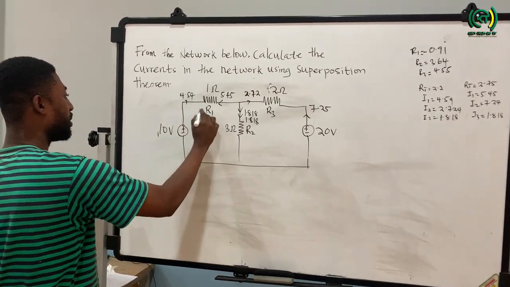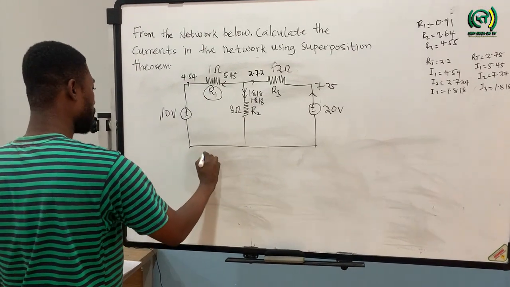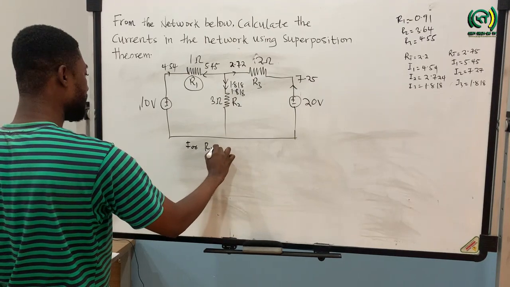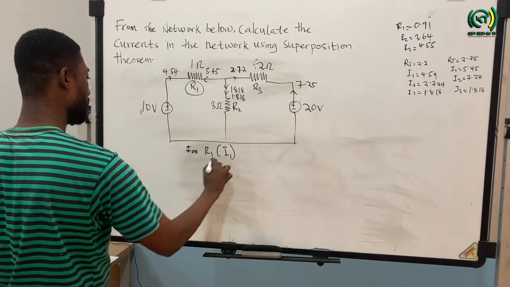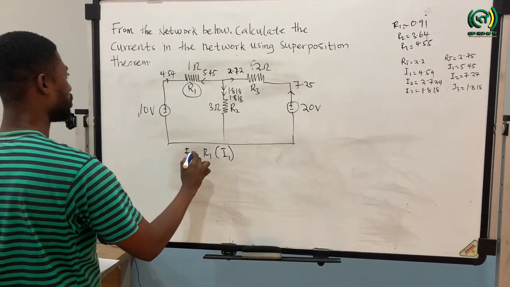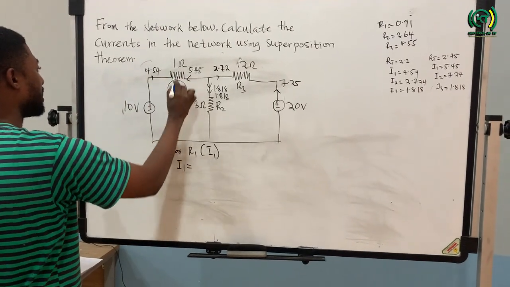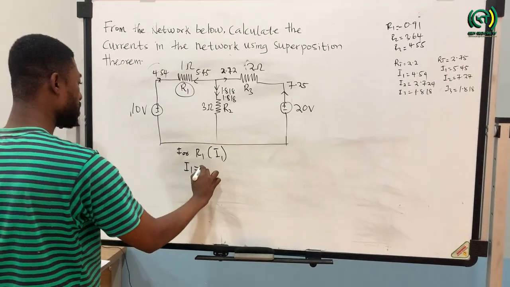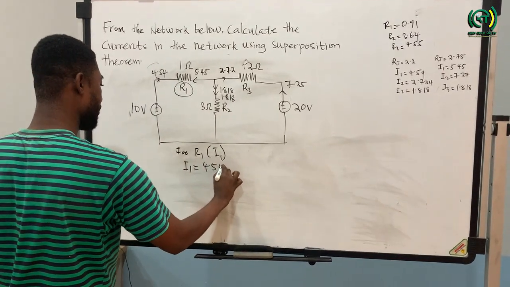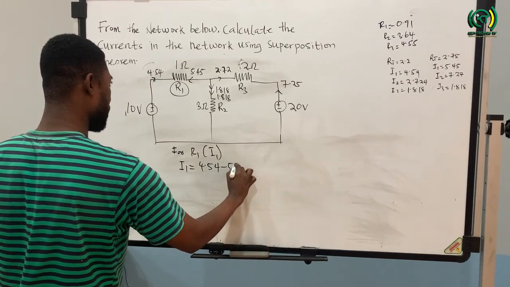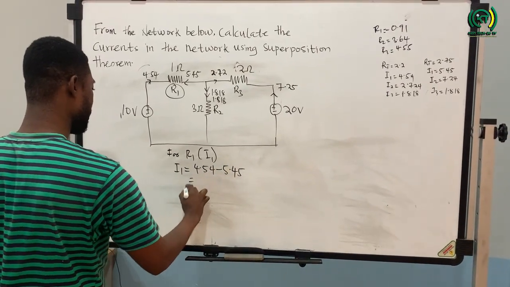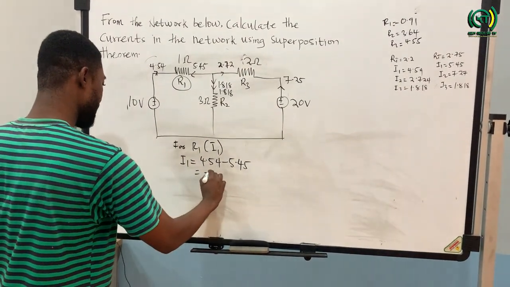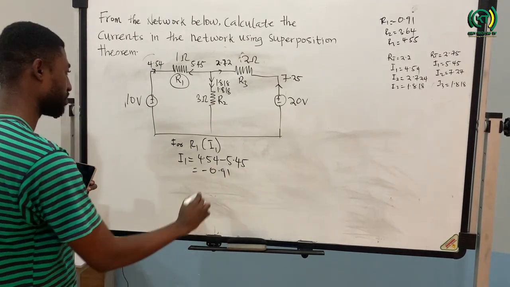So to calculate the current now flowing through resistor R1, let's say it should be equal to I1. So I1 will be equal to the sum of these two currents, but let's be mindful of the direction. So here we are going to have 4.54 minus 5.45, and the current flowing through resistor R1 is going to give us minus 0.91.